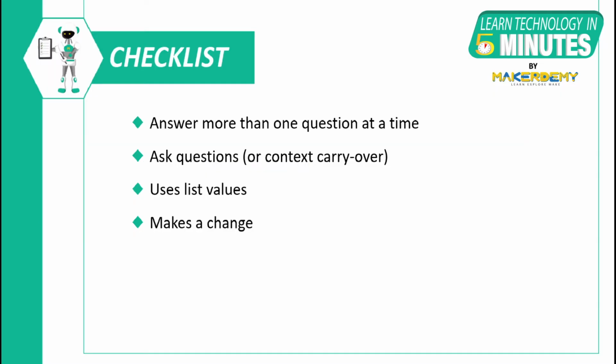But consider these cases. Users answer more than one question at a time. "2 scoops of vanilla ice cream." Users ask questions and expect Alexa to track previously provided information. In other words, context carryover, answering with a question. For example, "What are the ratings on black currant ice cream here?" Users utter list values. "Nutella and chocolate sauce." Users make a change. "Make that a triple scoop."